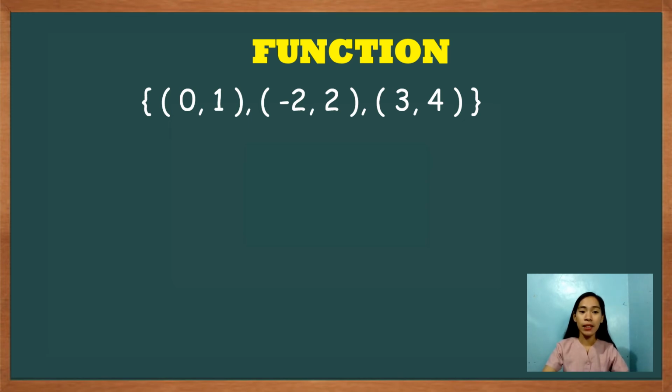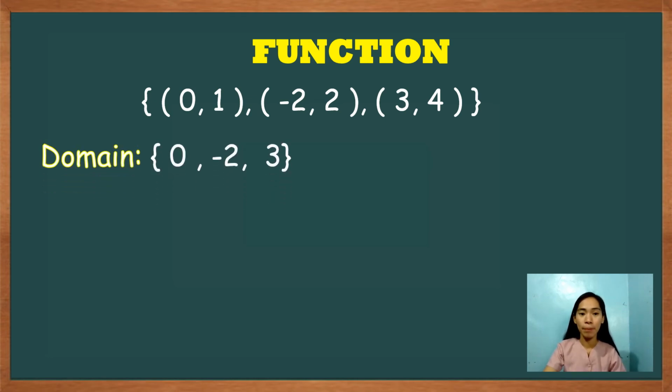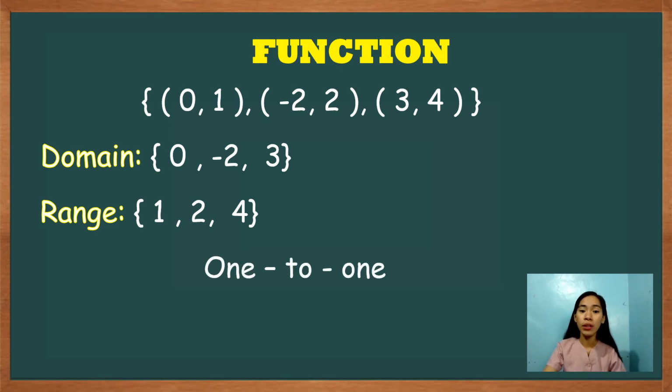So for example, in this example, we have the elements containing the ordered pairs (0, 1), (-2, 2), and (3, 4). First, let us identify the domain. The domain, again, is the x values. So we have the elements 0, -2, and 3. Next, we have the range, the set containing 1, 2, and 4. So in this example, each domain is paired with exactly one range. So it is a 1-to-1 relation. And by definition of a function, it is a function.